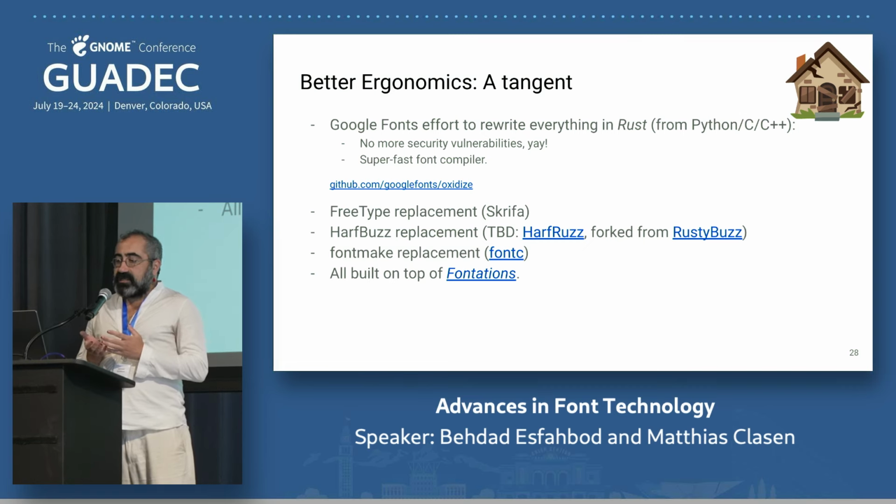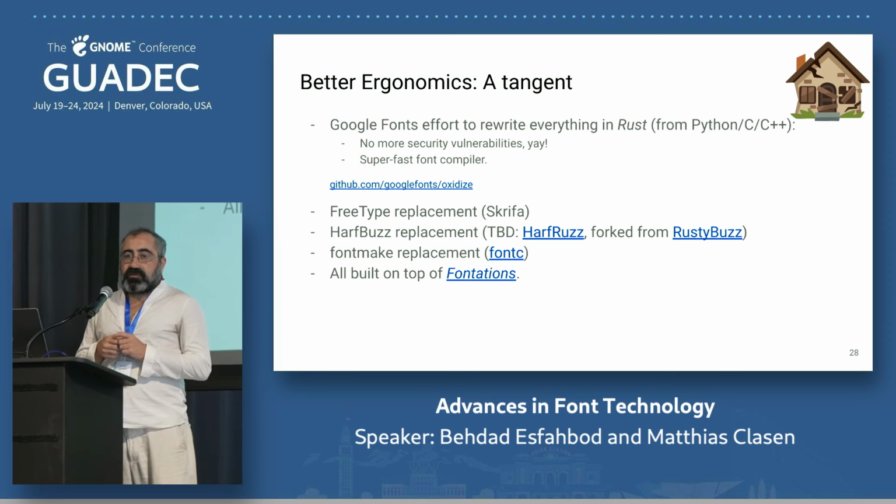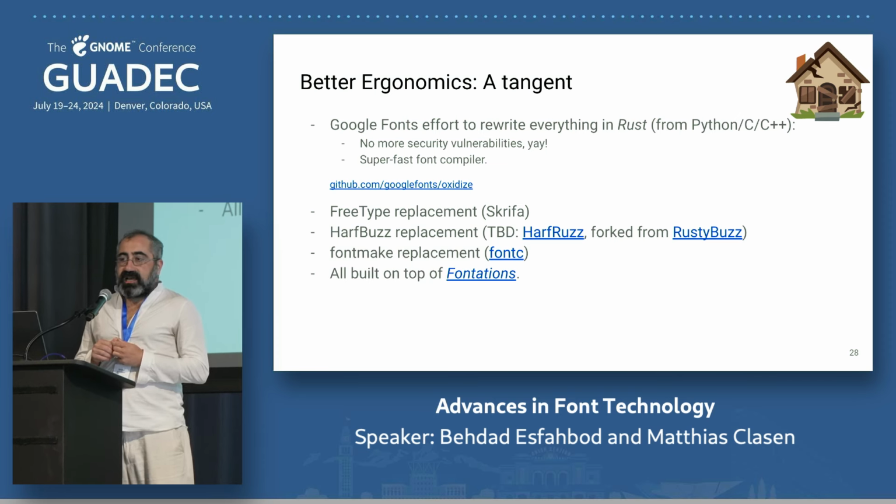And the motivation mainly is security, but also the compiler will be super fast because Python is just so slow. And then there will be one place we need to implement new features instead of 3. And there's 3 or 4 people working on this actively, so we expect to see it in Chrome very soon and other places, Android and other places later.